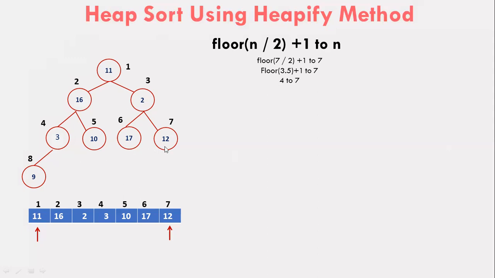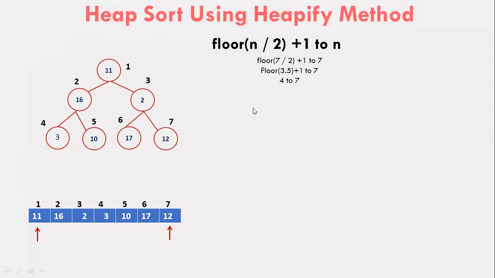Similarly, suppose we delete this particular node 7, then here our n value is 6. So 6 by 2 is 3, 3 plus 1 is 4, so 4 to 6. 4, 5, 6 are the leaf nodes. So this is the formula we are going to use for finding out the leaf nodes.